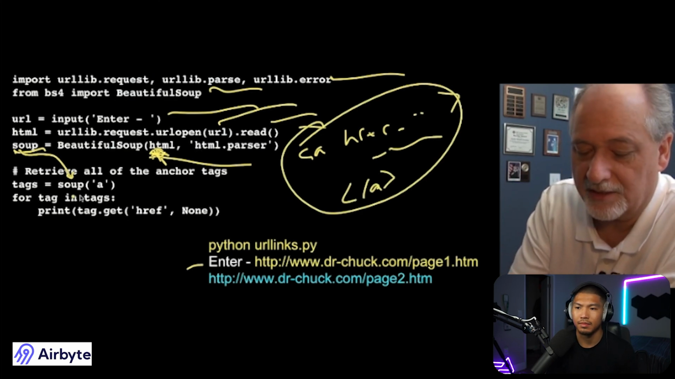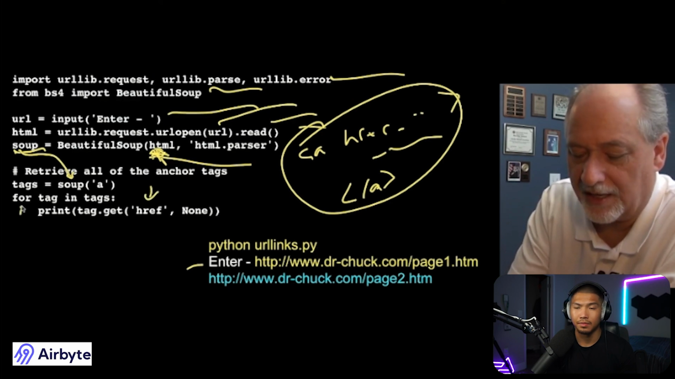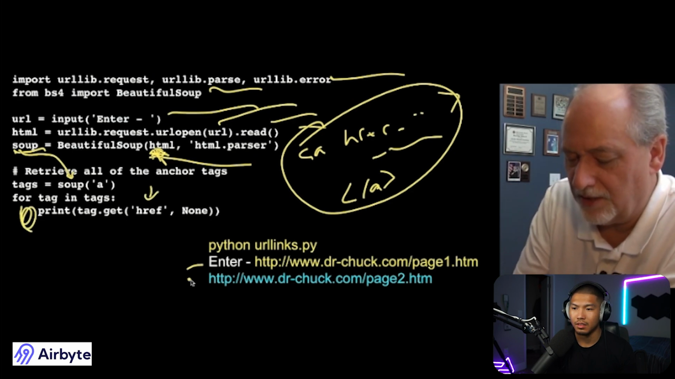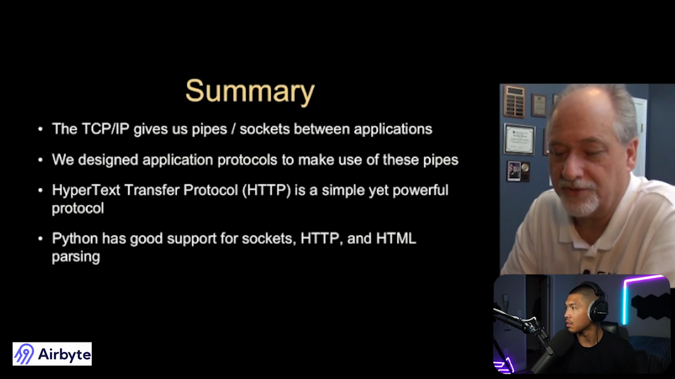And then we're going to loop through the tags because there could be more than one of those anchor tags in the file. And then we're going to pull out that href. And that's what this does. We're going to loop through all the tags and print out the href. So if you tell it to go to drchuck.com, it will show you the one external link in drchuck.com. And so I've got an assignment that sort of goes into that in some more detail.